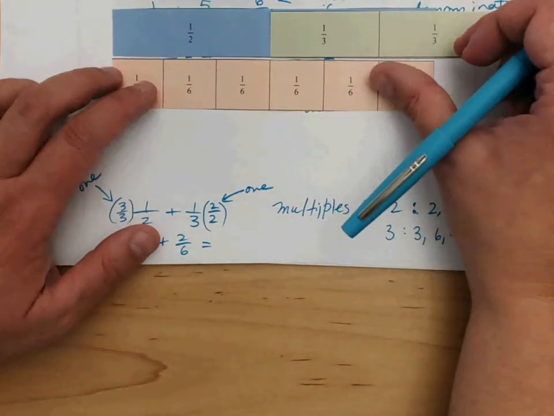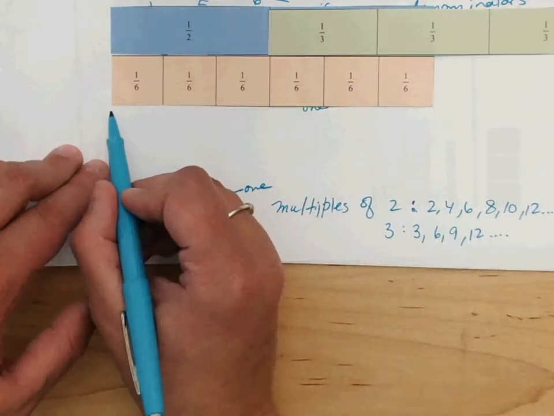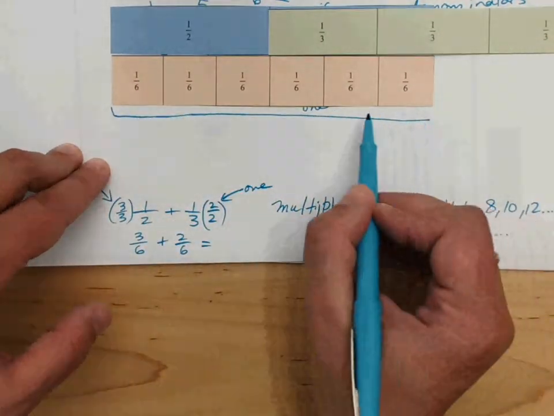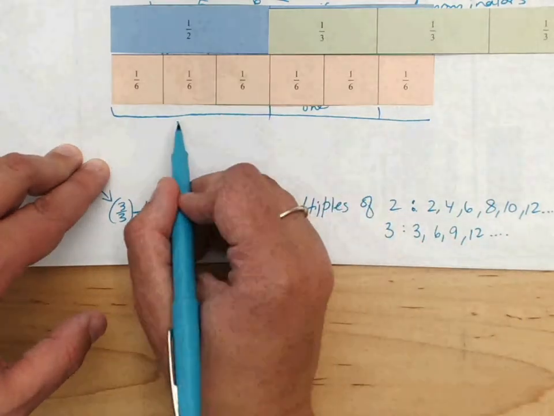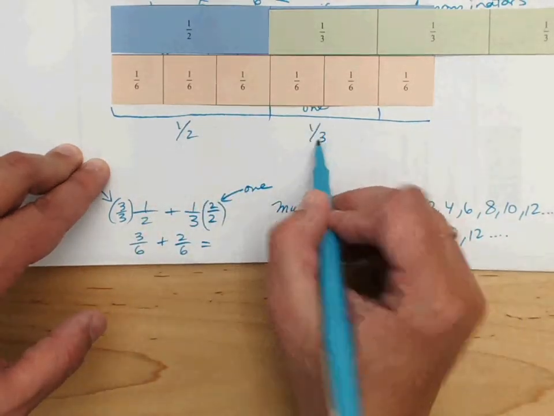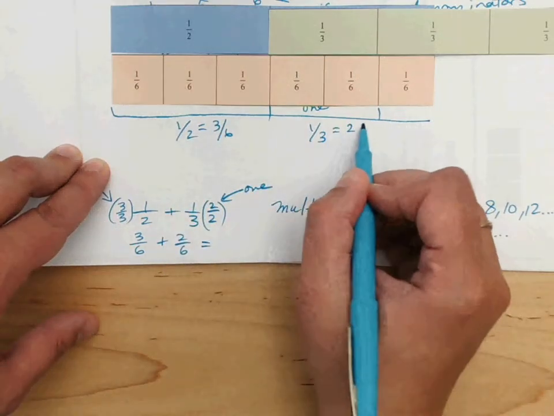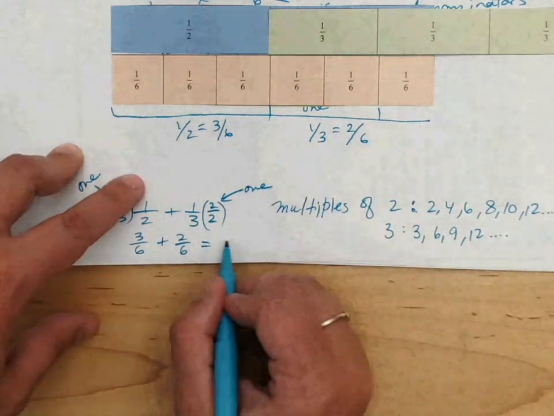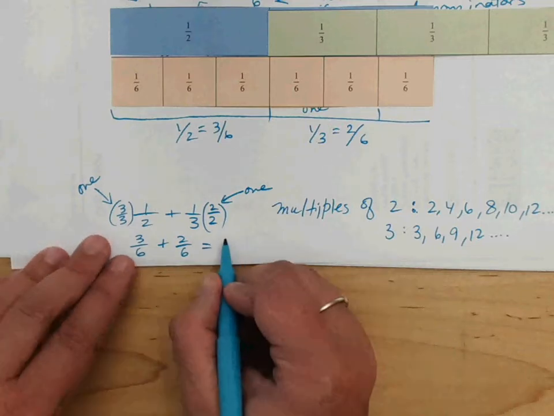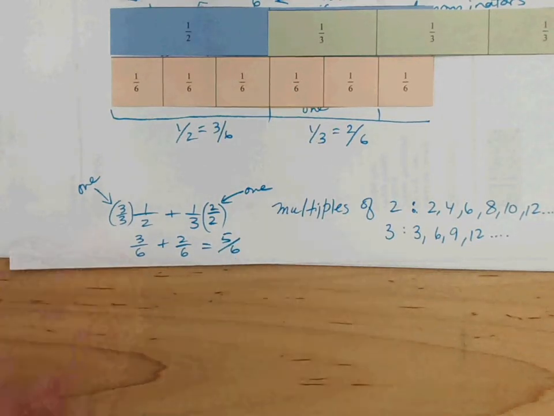Yeah, I can actually stack them over the top of each other. You can see, here's the 1/2, here's the 1/3, which is 3/6 and 2/6. If I add them together, I get 5/6. Okay, so we have to have a common denominator.